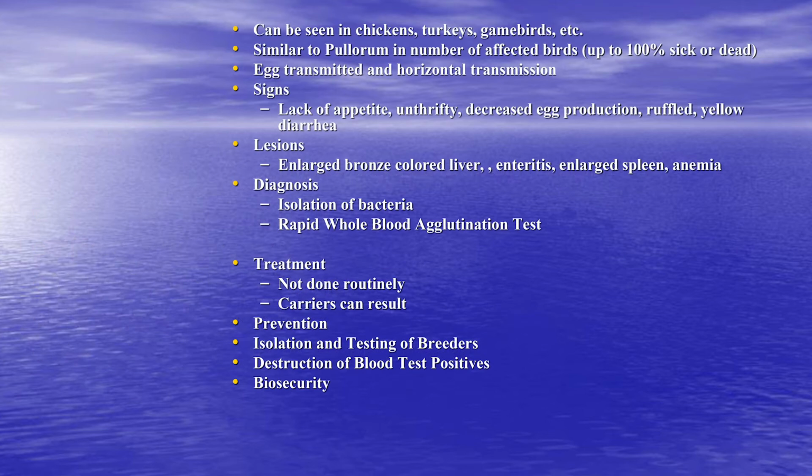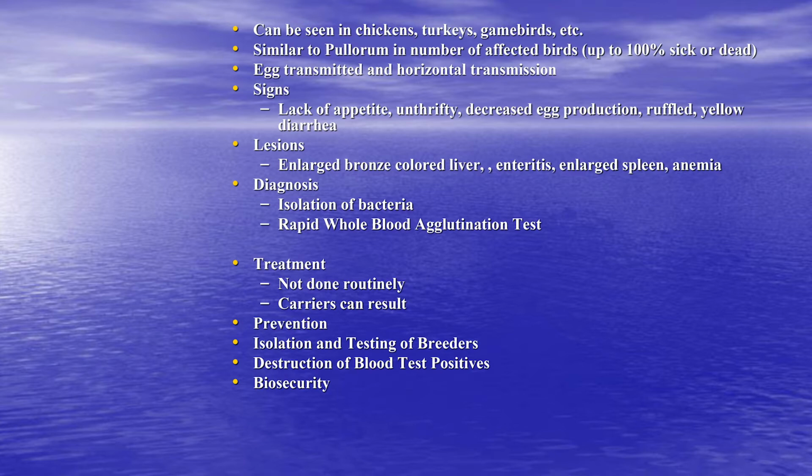Now, it can be seen in chickens and turkeys and game birds. The number of birds that could be affected could be up to 100%. It was an egg-transmitted disease in that the egg was infected at the time the hen produced it, and it was transmitted horizontally from bird to bird.